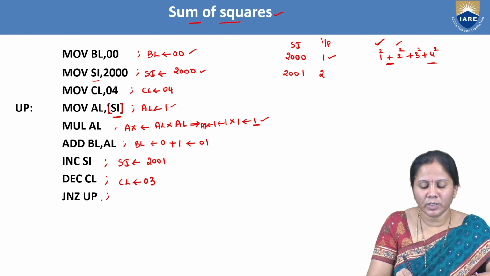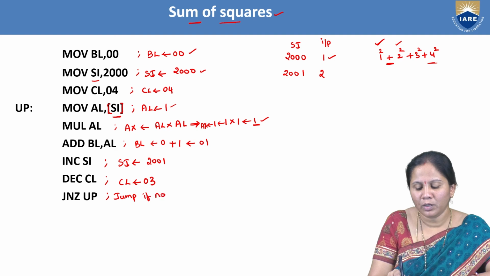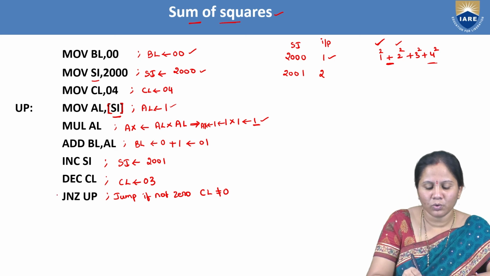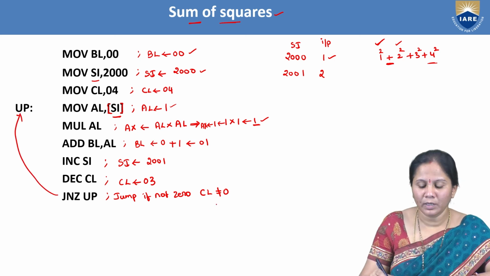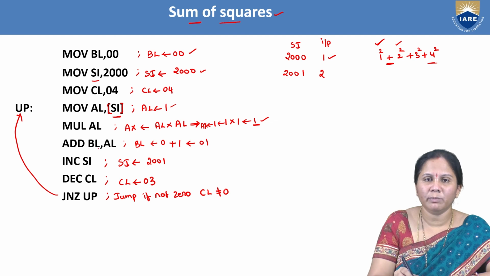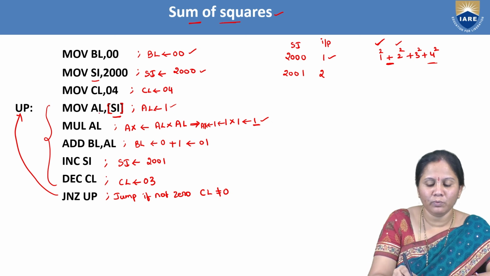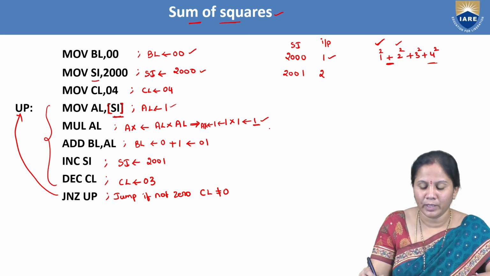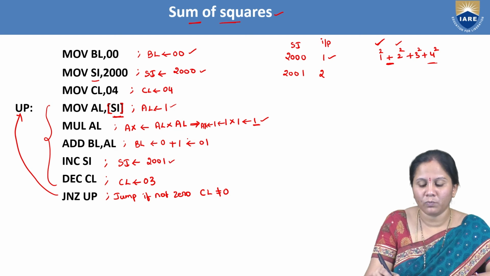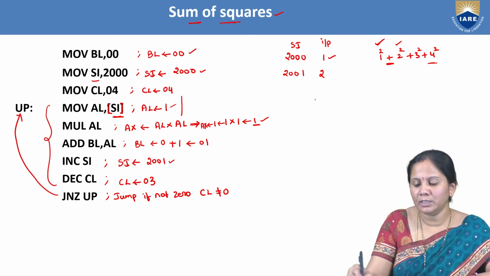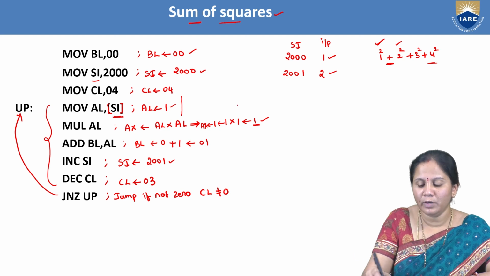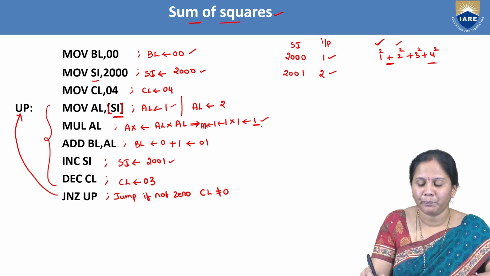And the next one is JNZ up. JNZ means jump if not zero. That means if the CL value is not 0, go to the label up. So again the same set of instructions will be repeated. MOV AL, [SI]. At present the value of SI is 2001, so the value present in the 2001 location is 2. So the value 2 will be moved into the AL register.